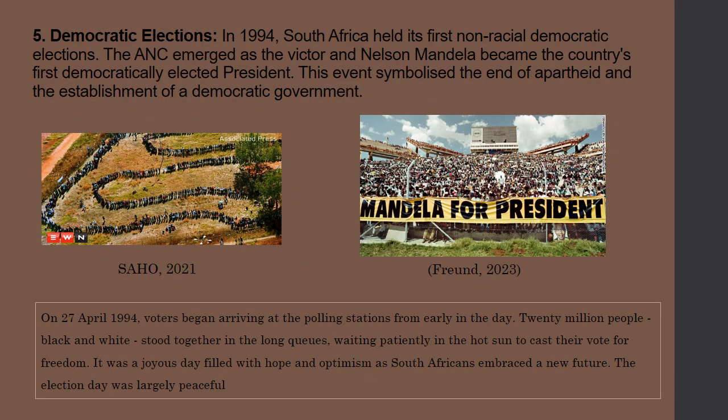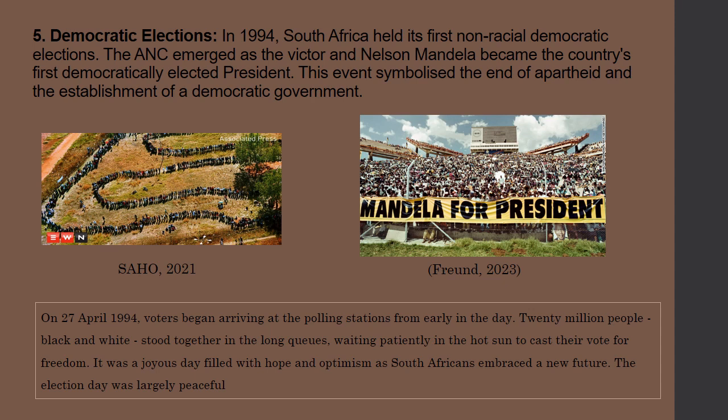Democratic elections. In 1994, South Africa held its first non-racial democratic elections. The ANC emerged as the victor and Nelson Mandela became the country's first democratically elected president. This event symbolized the end of apartheid and the establishment of a democratic government.